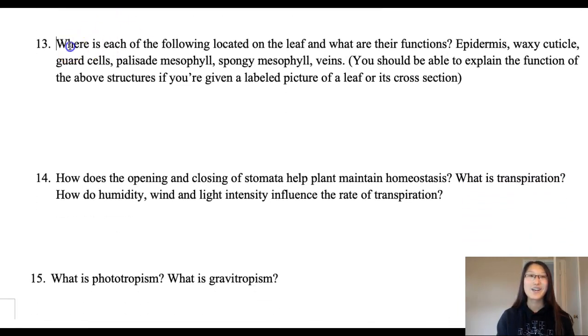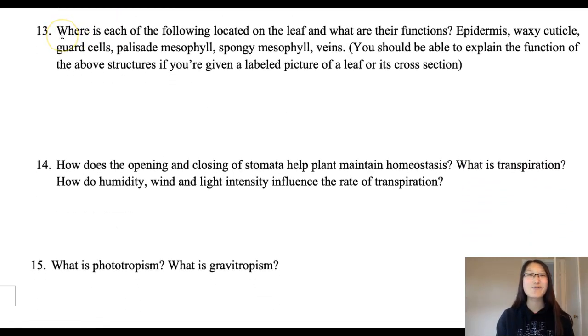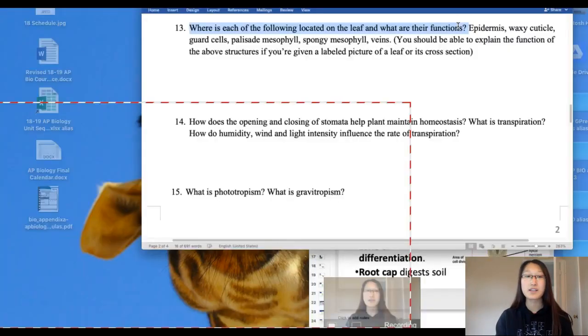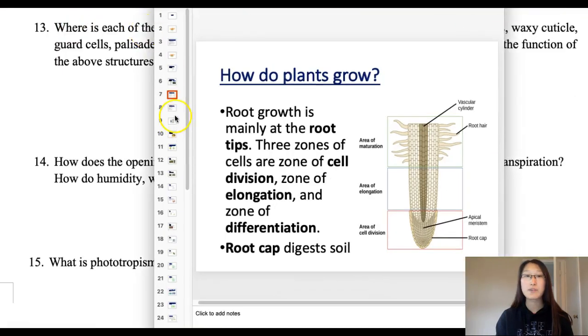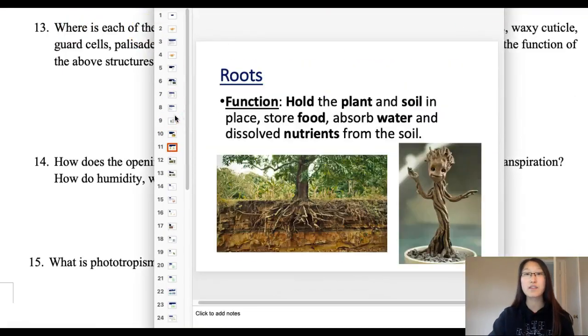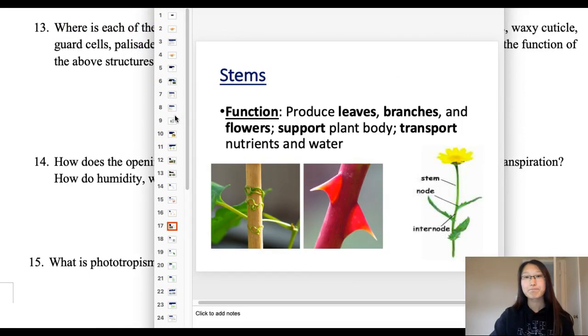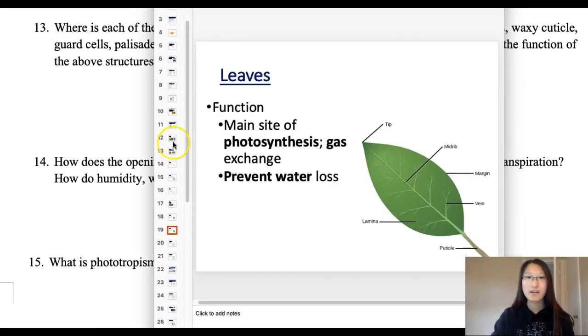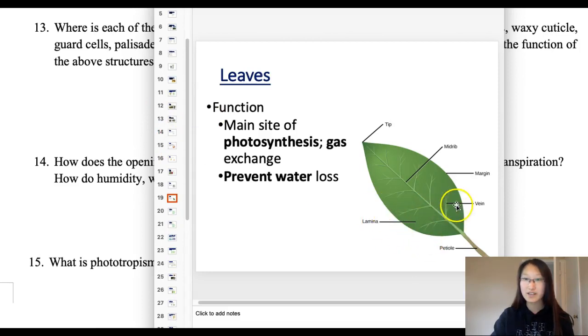Photosynthesis, guys. The next one is where is each of the following located on the leaf and what are their functions? So these are different parts of a leaf, and they're very important because without all of this, photosynthesis won't happen. There will be no us. Okay, so this is a leaf. There are some veins on the leaf that allow the transport of food and water. That's pretty easy.